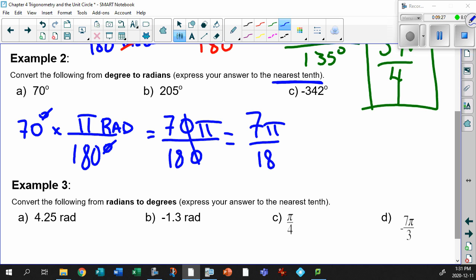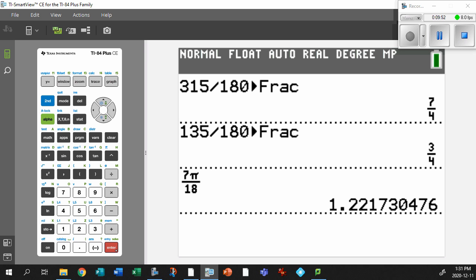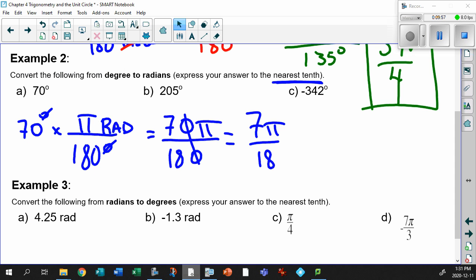But they don't want it as 7 pi over 18. They want it as a decimal. Okay, so here we go. Put this in your calculator: 7 pi over 18. Bring up the fraction again. Boom. 7, and look, there's the pi button right there, over 18, which works out to be 1.22. Oh, that's nice. And they want it, what did it say? To the nearest tenth. Okay, that's nice. I'll just say that this is 1.2 rads.